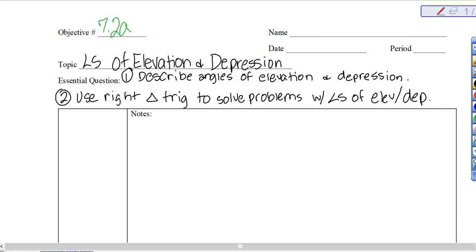All right. So this is objective 7.2, not A, but B. Remember, you did A already, so I'm going to change that to B. 7.2B. Today's topic is angles of elevation and depression, and I'll wait until you're done.